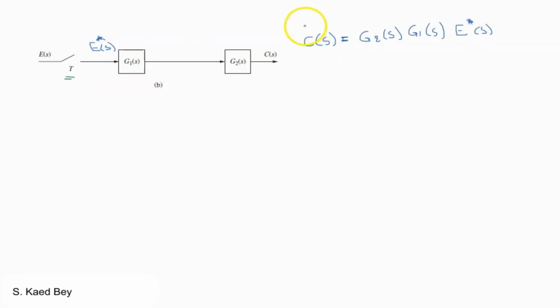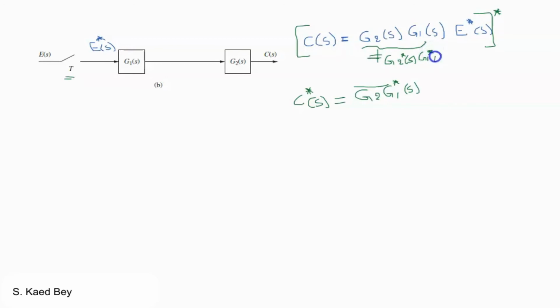So starting with the whole function, we get C star of S equals, now because we have two functions multiplied in the Laplace domain, the star of both occurs after the product. Be careful. So this item here is not equal to G2 star of S, G1 star of S. So this is wrong. Okay?